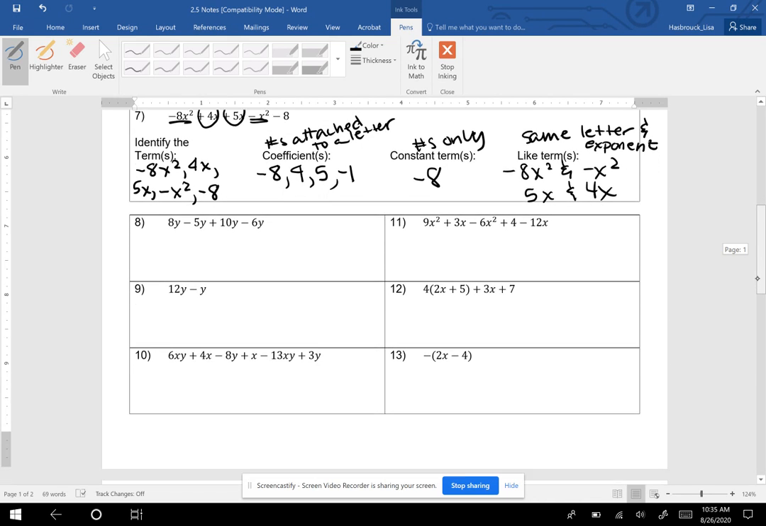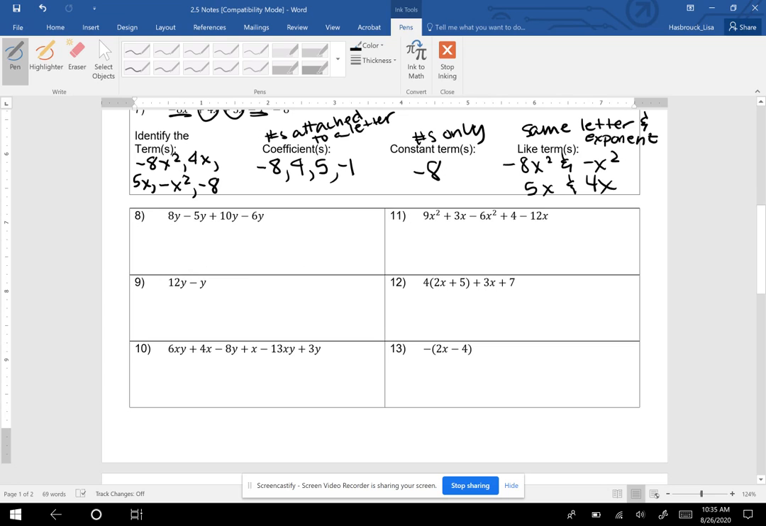Now we're going to use our knowledge of like terms to simplify the expressions here on 8 through 13. So for number 8, we have 8y minus 5y. That gives me 3y. 3y plus 10y is 13y. And 13y minus 6y is 7y. So they all had y's, notice, and I was able to combine them.